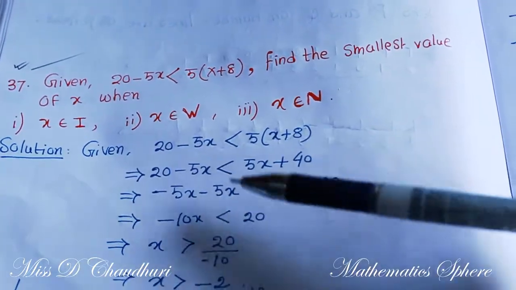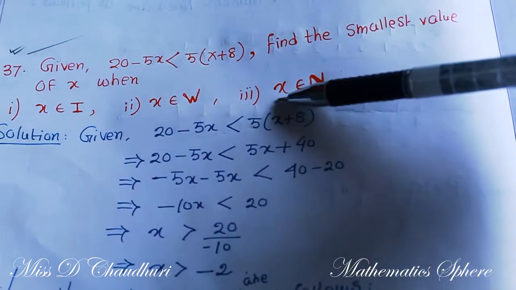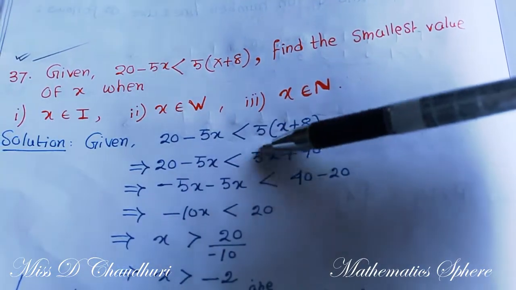First let us solve this. So we see that 20 minus 5x less than 5x plus 8, it gives us 20 minus 5x less than 5x plus 40.